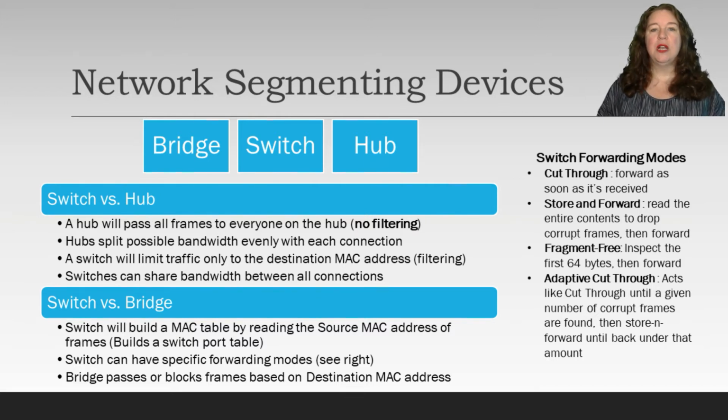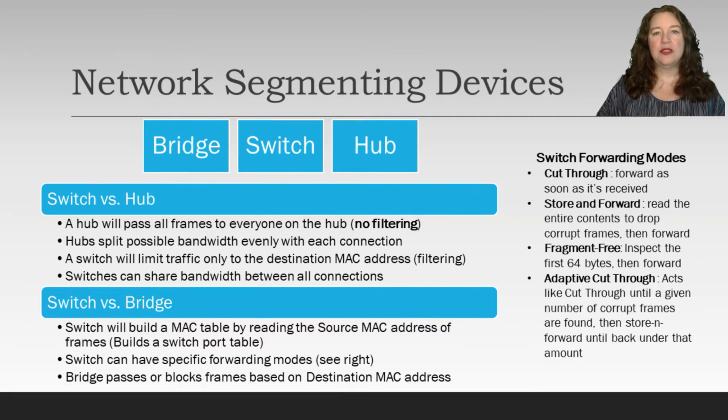And the last one is what we call adaptive cut through. What adaptive cut through does is a basic cut through, forwarding as soon as it's received, until a number of corrupt frames are found. As it's forwarding, it's looking for corrupt frames, but it's still continuing to forward. As soon as it finds some corrupt frames, it switches to store and forward. Store and forward, remember, is going to read everything, drop all the corrupt frames, and move on.